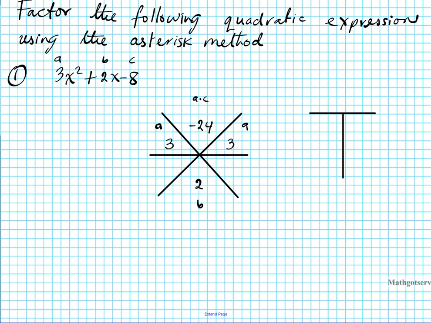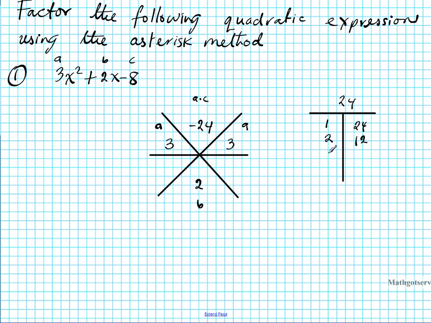I want to list all the numbers that multiply to give me 24. What I'm looking for is negative 24, so let's just focus on 24. 1 times 24 gives me 24. This combination gives me 23 or 25. I want 2, so that's no good. 2 times 12 gives me 24. If I add it, I get 14. If I subtract it, I get 10.